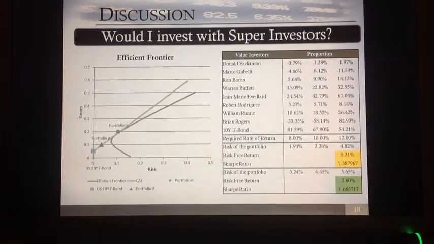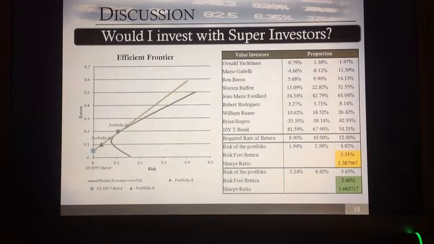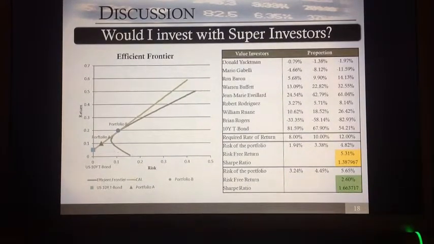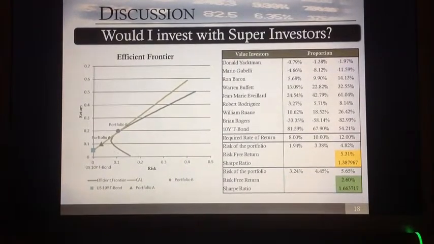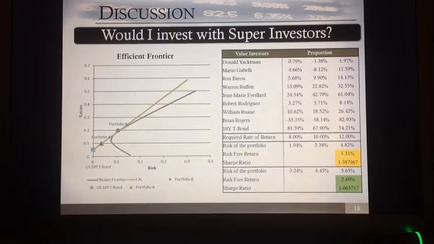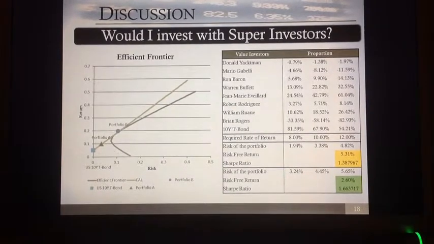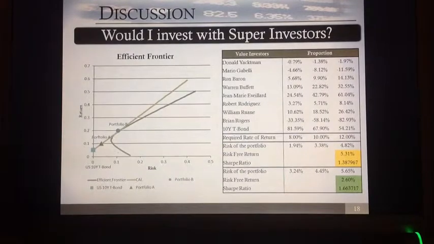And would I invest with super investors? My answer is yes. I know super investors do not believe in modern portfolio theory, but here I just use that to calculate the proportion invested with them if I do invest with super investors. If we look at the risk-free return, we can see right now is the good time to invest with super investors because given a lower risk-free rate, you will be able to generate a higher Sharpe ratio.